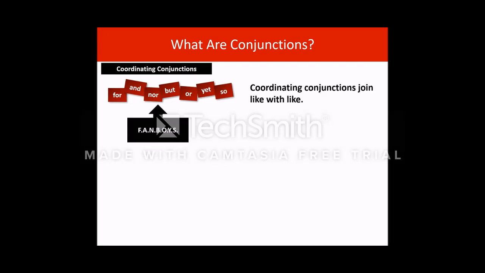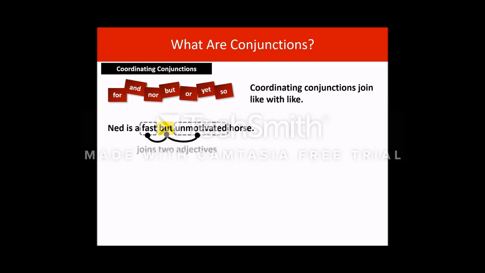Okay. What do we mean by like with like? Well, here's an example. Ned is a fast but unmotivated horse. But is our conjunction. And look, the word but has joined 2 adjectives. Let's look at another example. He eats apples and grass. And is the coordinating conjunction. And this time it's joined 2 nouns. So coordinating conjunctions join like with like. In the first one it's 2 adjectives, in the second one it's 2 nouns.